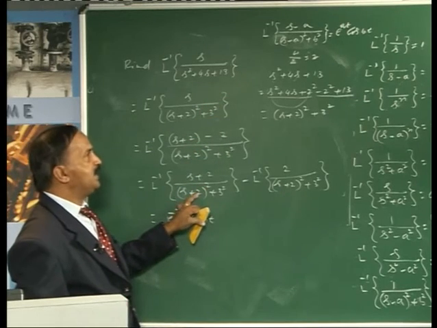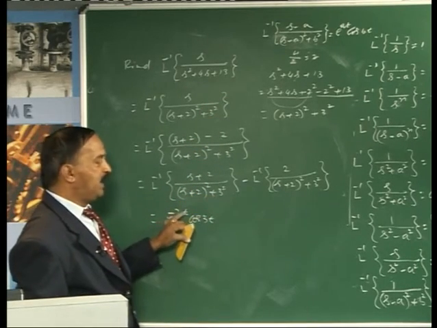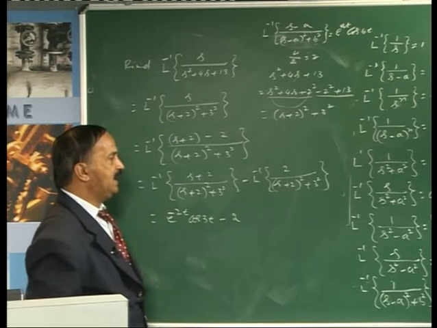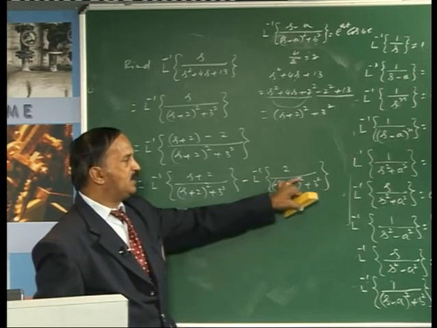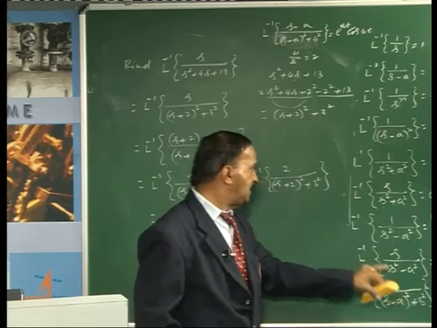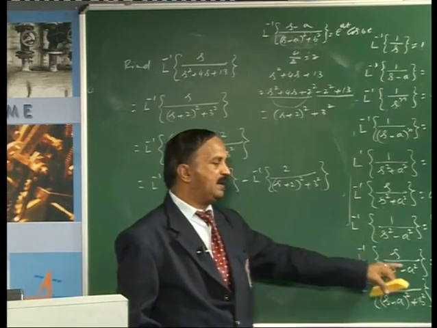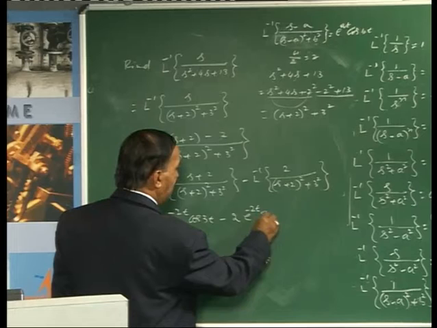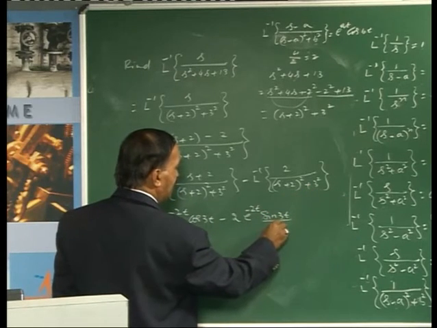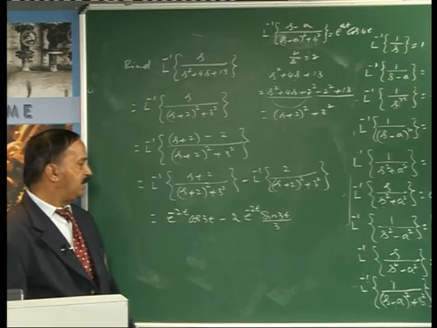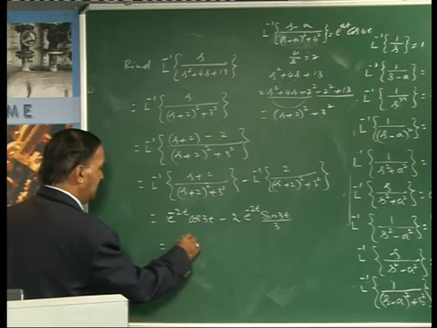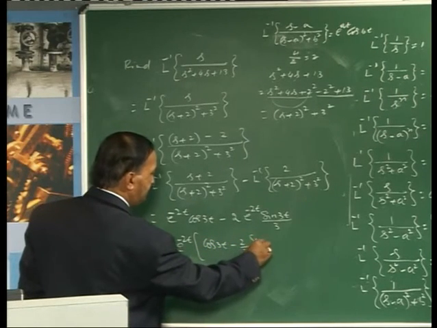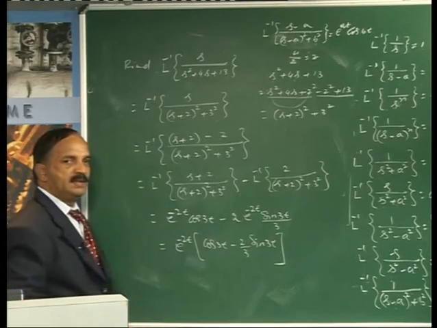Put a equal to minus 2, b equal to 3, you will get e to the power of minus 2t into cos 3t, minus 2 into, 2 you take outside, L inverse of 1 by S plus 2 whole square plus 3 square. Use this formula, put A equal to minus 2, B equal to 3, you will get the answer. That is e to the power of minus 2t into sin bt by b, that means sin 3t divided by 3. So this is the answer. e to the power of minus 2t we can take outside: e to the power of minus 2t into cos 3t minus 2 by 3 sin 3t. This is the answer.